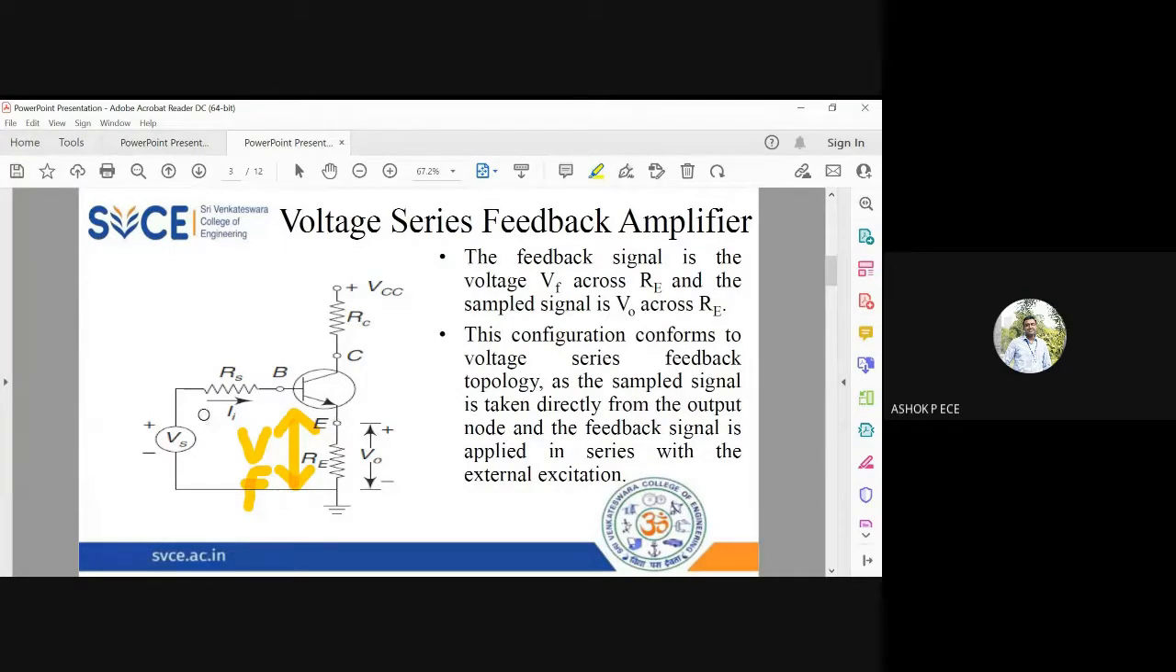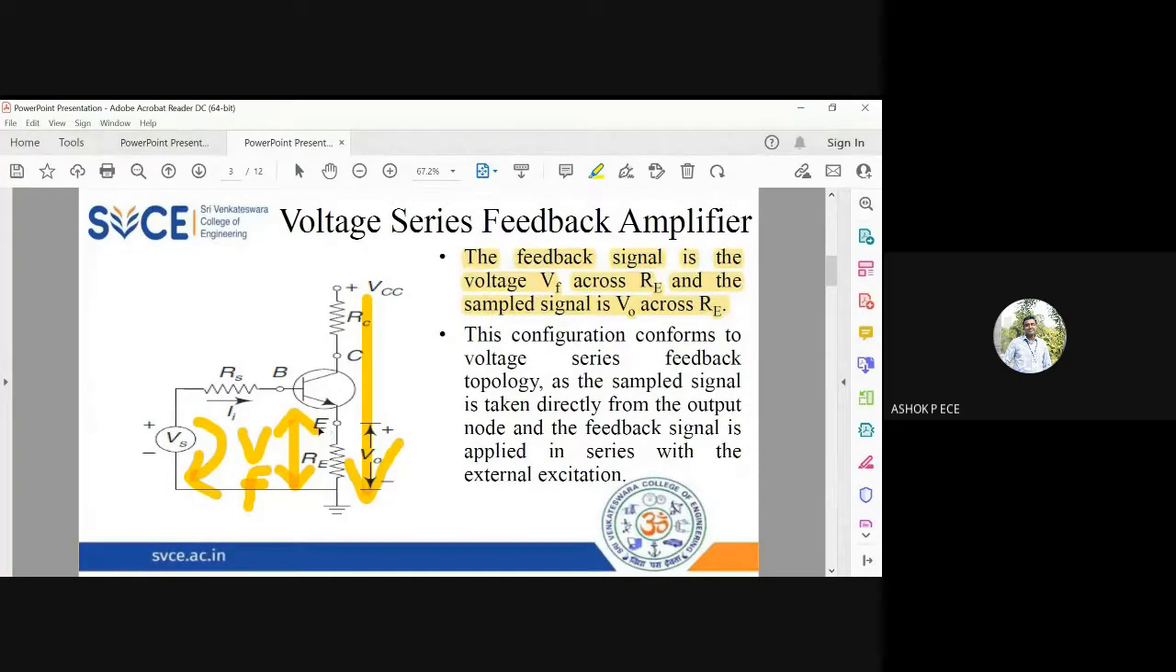and also at the input side. Or if you consider this path, RE is there. If you apply KVL here, RE will be there. So RE is going to act like, if there is any component common to both input and output side, that is going to be called as the feedback component. Here, the feedback signal is taken from the voltage across RE.